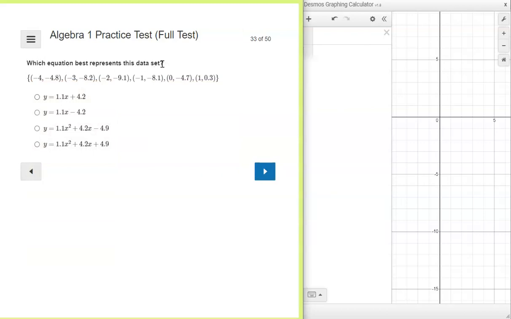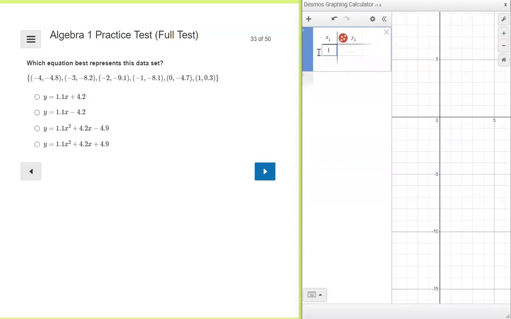Which equation best represents the data? Okay, so we're going to go ahead and plug this data in here. I could put in all the points, but obviously I'm going to use a table, much easier to enter, and then you can also use this for your regression. So type them all in, and if I press enter, it just predicts the next one. That's a nice and quicker way to do it.